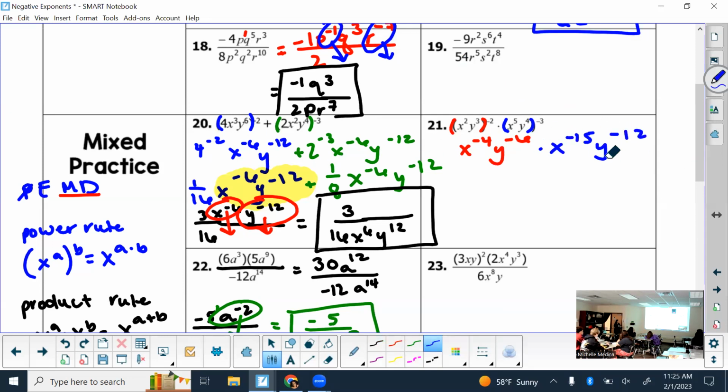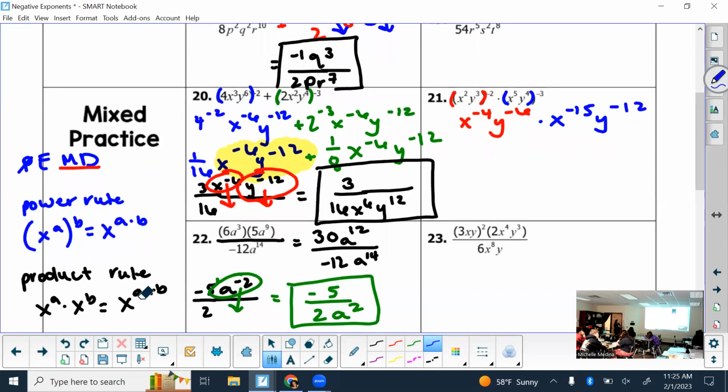All right, so here's where we're at. Now we're just on multiplying. So remember, multiplying has its own rule. What do we do with the exponents when we multiply the bases? We add them. So then table 3, x will now be to what power? What's -4 plus -15?